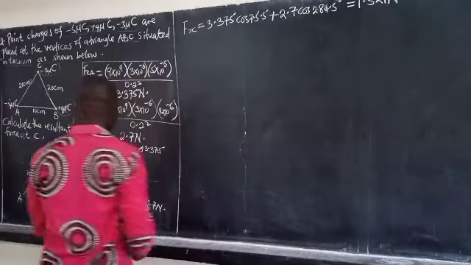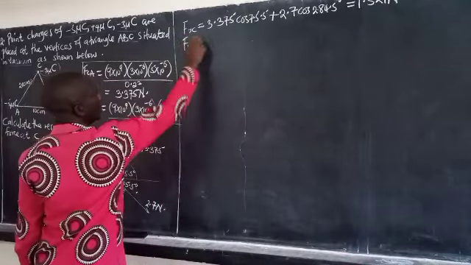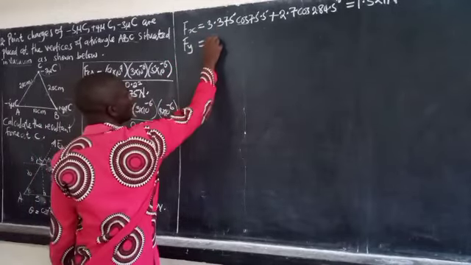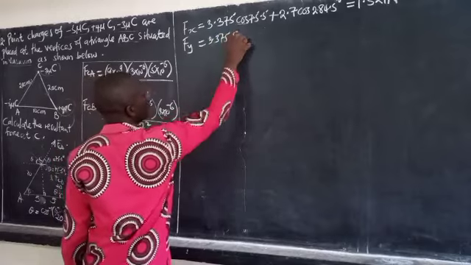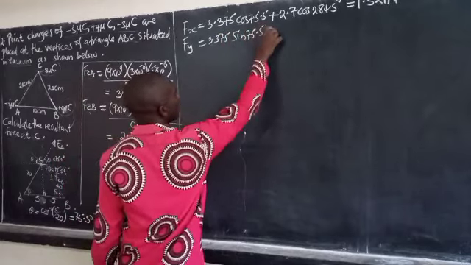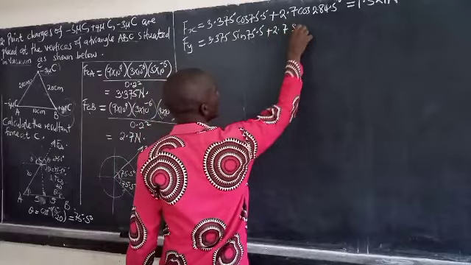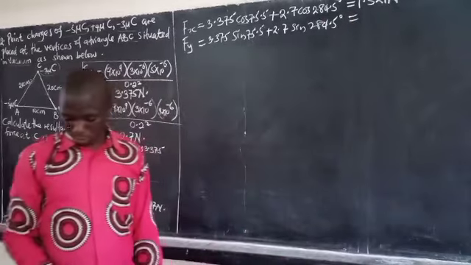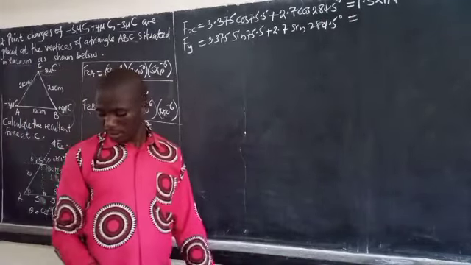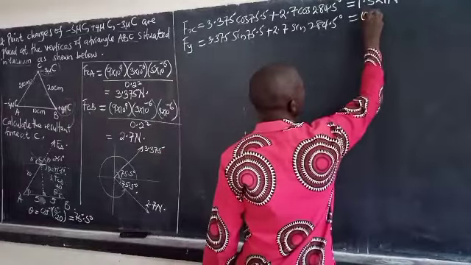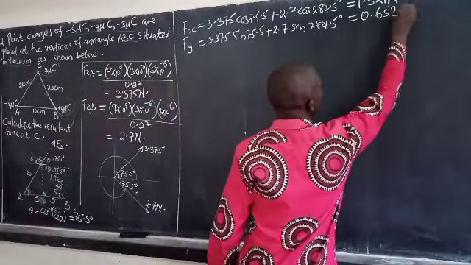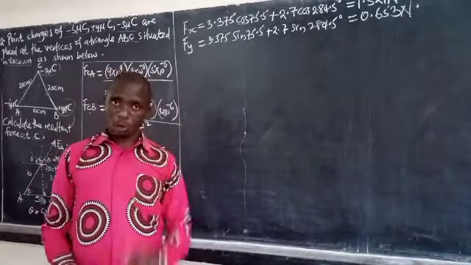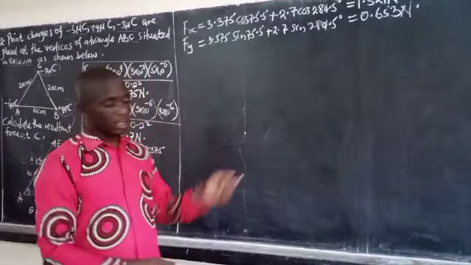Then along the y, they are the same, but it is the sine function. So it's 3.375 sine 75.5 plus 2.7 sine 284.5 degrees, and that should give you 0.653 Newton. So we have got the vertical components and the horizontal components of these forces.